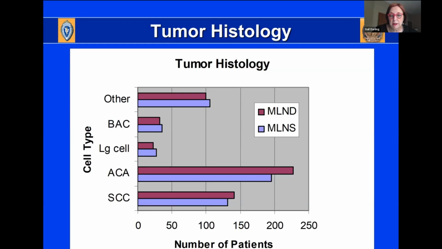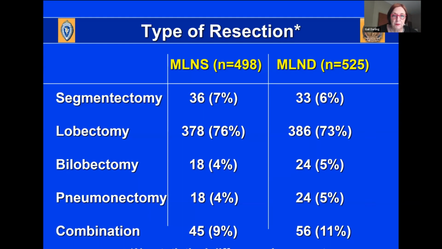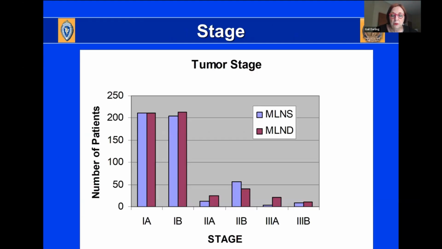Not surprisingly, in this more modern series, the majority of patients had adenocarcinoma, but a fair number had squamous cancer. And as noted, all patients had to have an anatomic resection, most of which were lobectomy. Tumor stage, as expected, was predominantly stage 1A and 1B. There were a few 2As, 2Bs, and a smattering of 3As, which you can see were mostly in the lymph node dissection arm, and a few 3Bs.